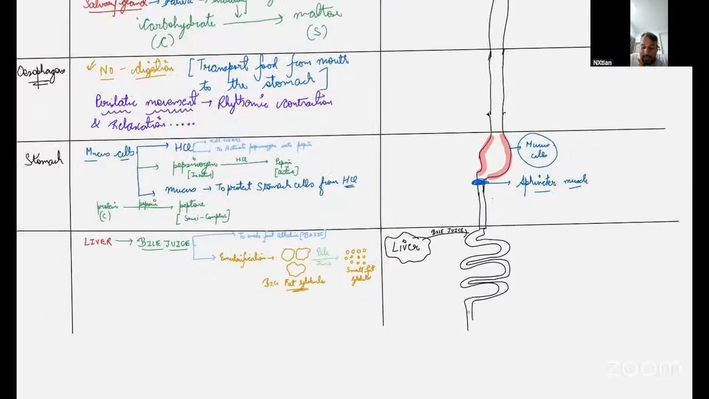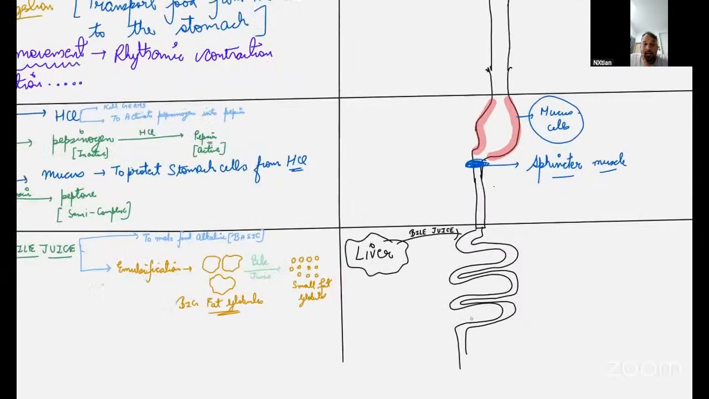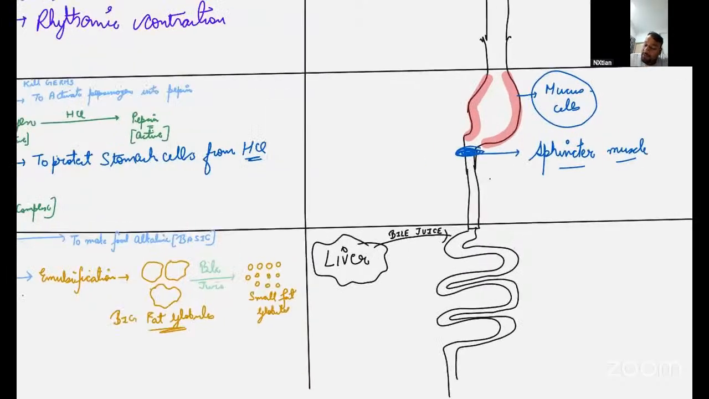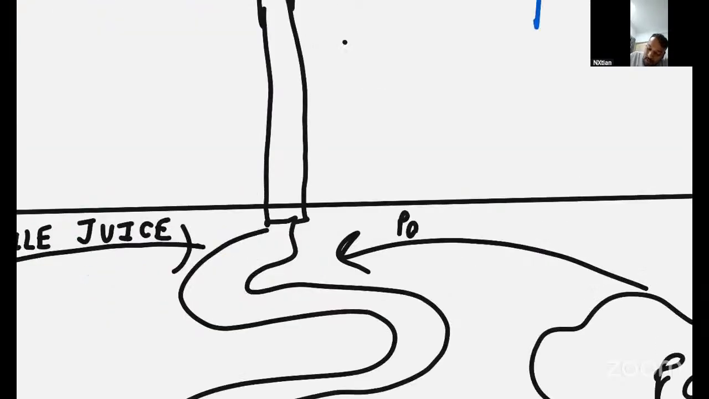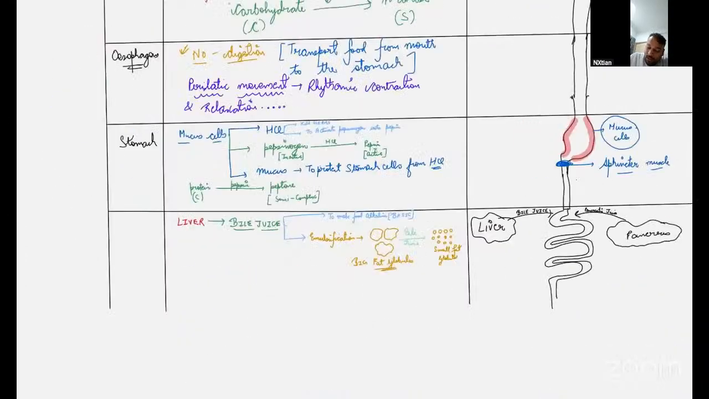Now the next part. The liver releases bile juice, and the bile juice's work is to make the food alkaline, and emulsification, which is breaking down the big fat globules into small fat globules. Now the next organ is the pancreas. The pancreas releases pancreatic juice, and the intestine also releases intestinal juice.